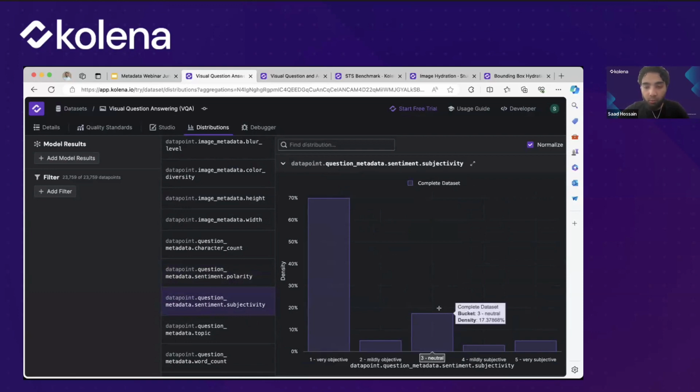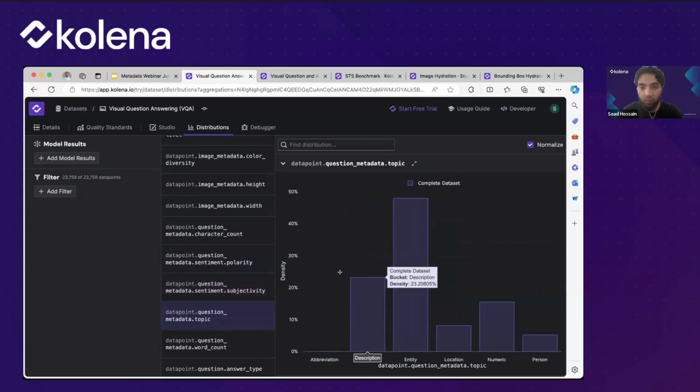So perhaps one thing we might want to look to do after we've seen something like this is maybe we need more samples. Maybe we need more very subjective samples. Maybe we'll understand how our model performs on very objective texts, but we might not know how our model performs on more subjective texts. So that's an example of an insight an extraction might effectively tell us.